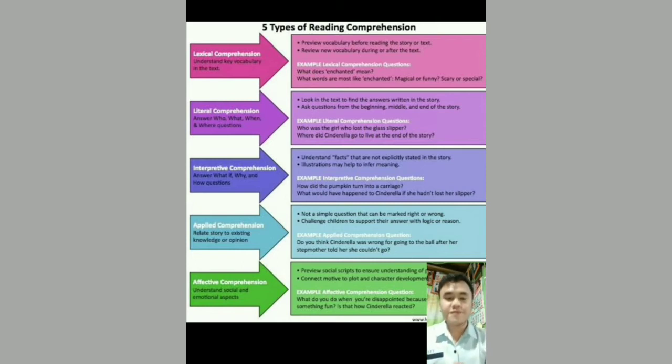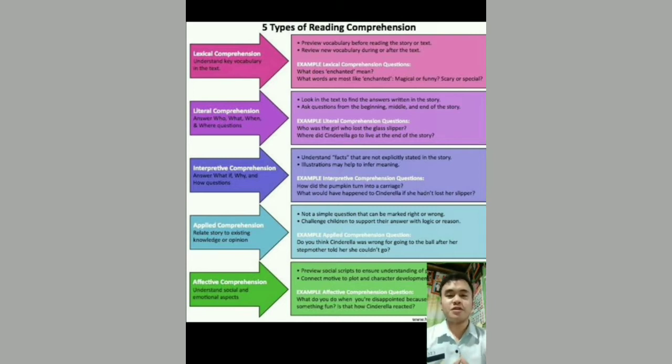Then affective comprehension. So it's very understandable also that affective comprehension shows our emotions, or our feelings, or what we have felt from the story that we have read. So it talks about our emotion. So that's the meaning of affective comprehension.